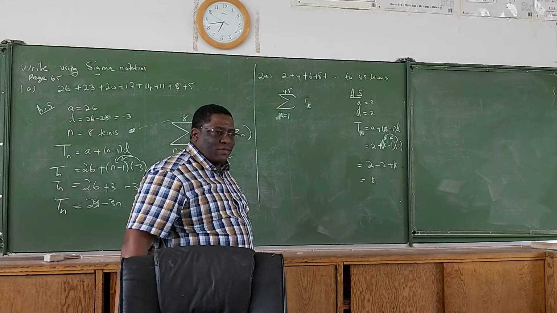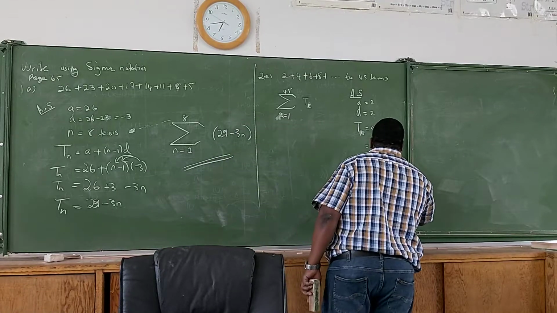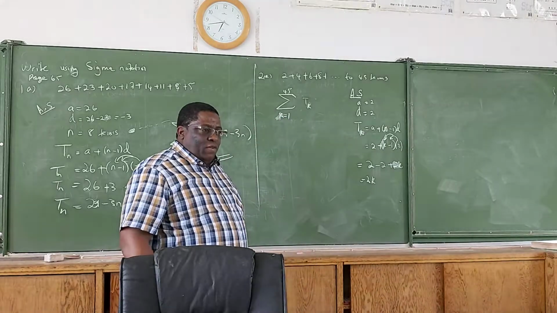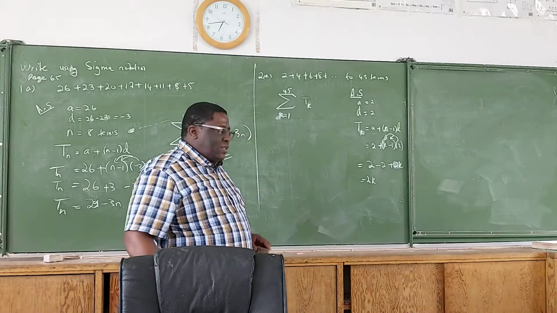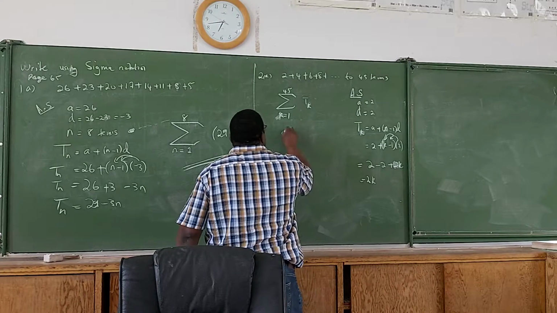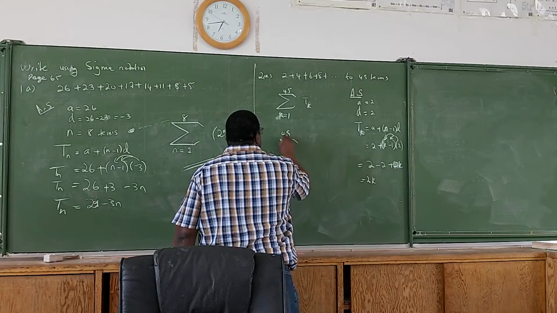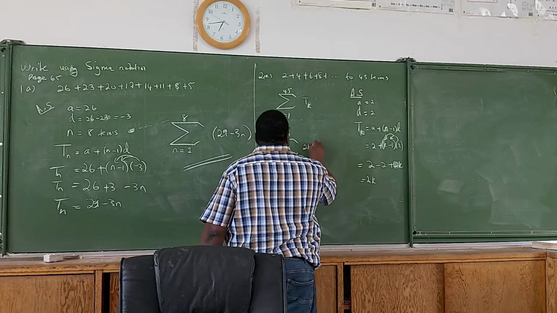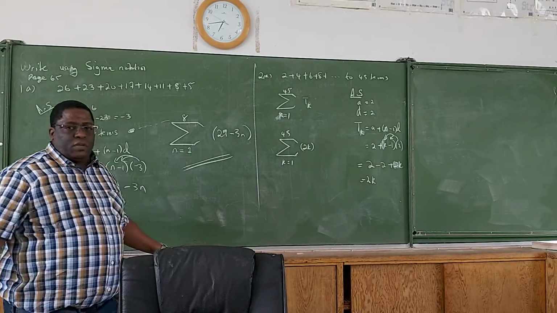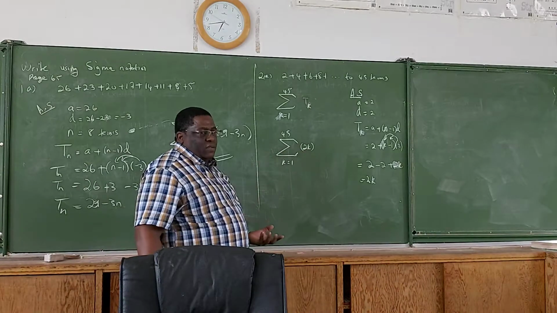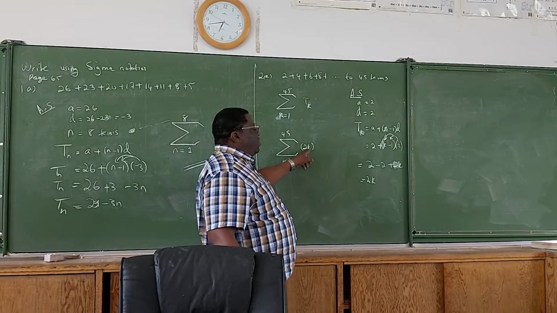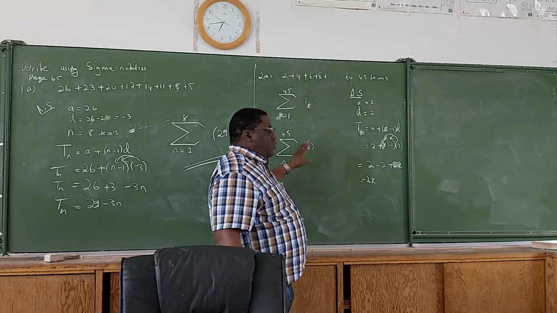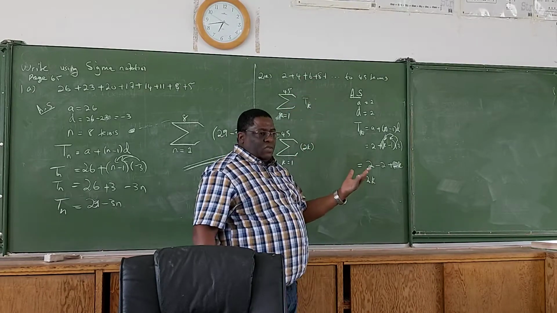So the final answer is just 2K. I said 2K. Just want to see that you're not sleeping. So the general term is 2K. If it was N, it would have been 2N. If you substitute K equals 1, and surely it's true: 2 times 1 is 2, 2 times 2 is 4, 2 times 3 is 6, and so on.